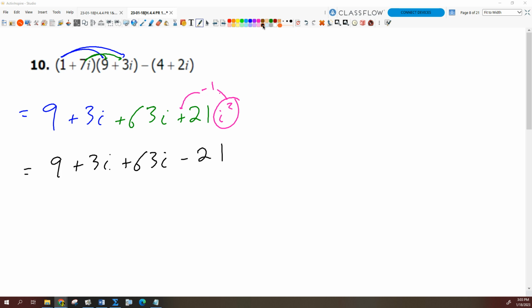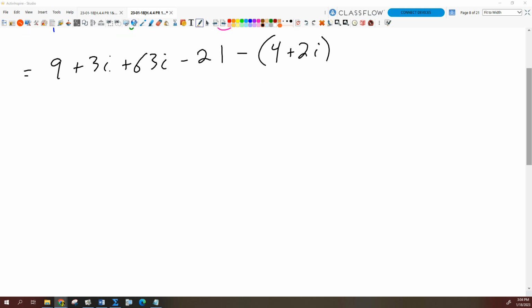Okay. Minus the quantity 4 plus 2i. I guess I should put that up there. Okay, how do I subtract a complex number? What do you think I do there? You just treat the i's like x's. You distribute the negative and add like terms, right? That's all I do. So if I distribute the negative, I'm just going to get a minus 4 minus 2i, right?